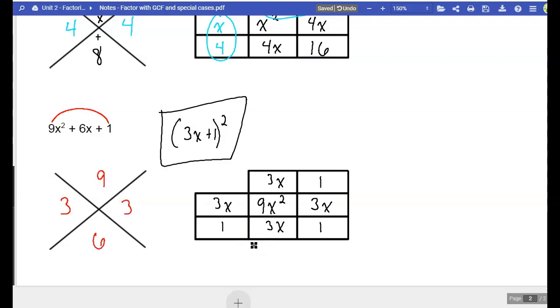How'd you do? Did you get 3x plus 1 squared? If you did, you did it right. You're ready to complete the next assignment. Good luck, and let me know if you have questions.